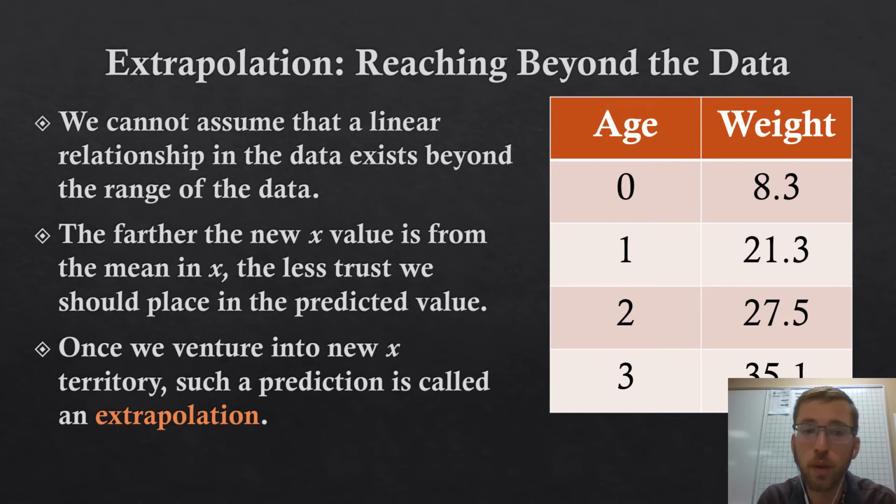The further away that our new x value is from the mean of our already collected x values, the less we're going to trust what's going to happen in the future. So the further out we go, the less predictable or less reliable that prediction becomes. And once we venture into new x territory, this is called extrapolation.